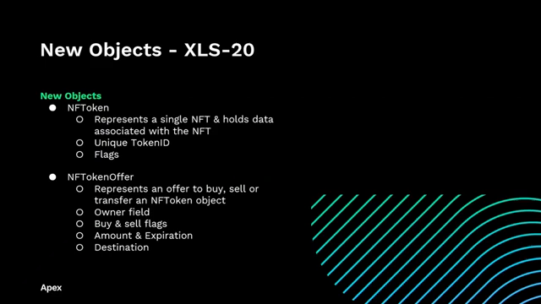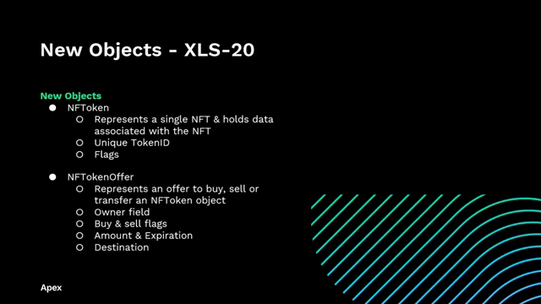There are several flags that the issuer can set that would specify what kind of NFT it is. As I talked about, it could be burnable, non-burnable, transferable, and they can also set the transfer fee. The second object is the NFTokenOffer object. And again, as the name suggests, it represents an offer to buy, sell, or transfer an NFToken object. And this is really cool, and this is something that really sets apart NFTs issued on XRP Ledger from NFTs on other blockchains, because we have this native decentralized exchange on XRP Ledger where you can trade the NFTs.